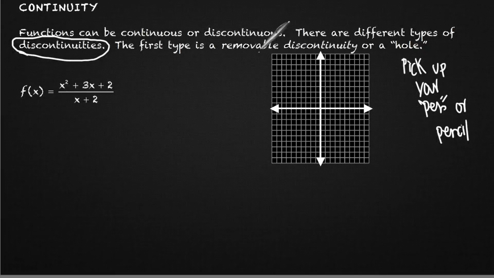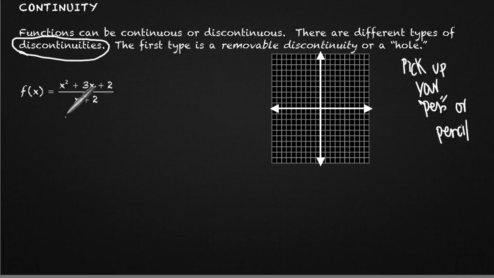The first is what's called a removable discontinuity or a hole. And we call it a removable discontinuity because it looks like a point has been removed from the graph, so that if you were to plug up that hole, it would then be continuous. So let's just see if we can graph this. Right now, it's not as important that you know how to graph it, but we're going to practice and get a head start.